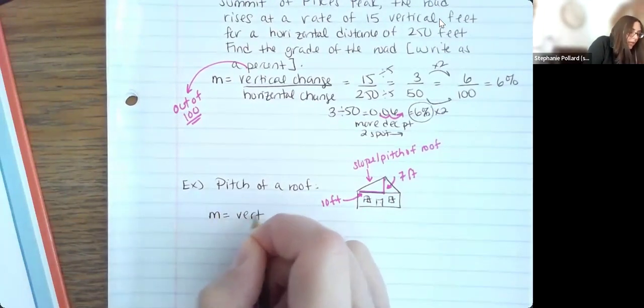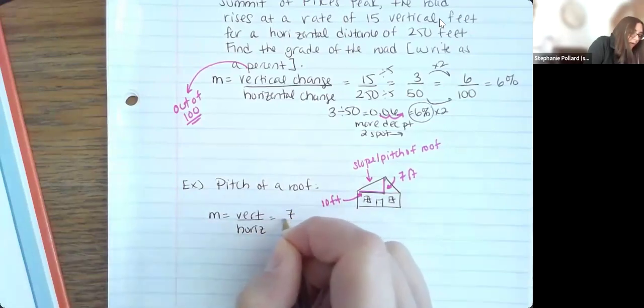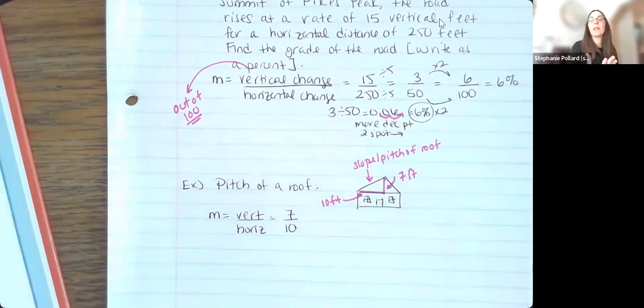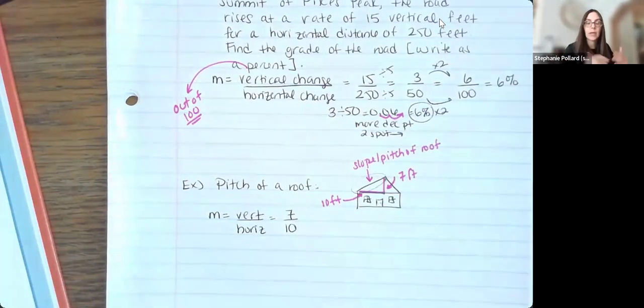Again, it's going to be vertical change over horizontal. It would be 7 over 10 here. And if I could simplify that fraction, I would, although I can't. So at least on the left side of the roof, because not every house has symmetric roofs, right?